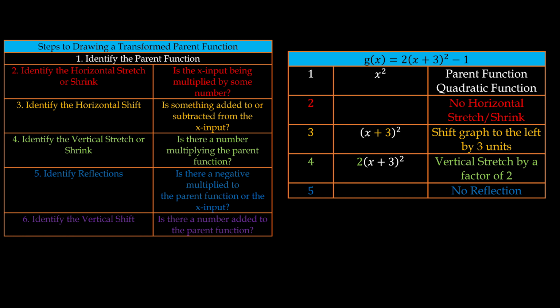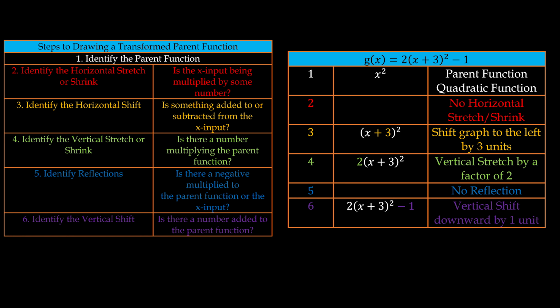Lastly, ask yourself if there's a number added to or subtracted from the parent function. Yes, we have a 1 being subtracted from our parent function, which tells us that there's a vertical shift downward by 1 unit.